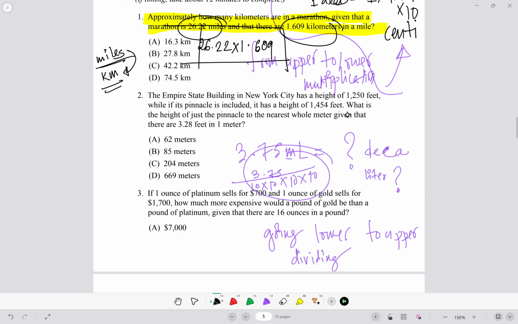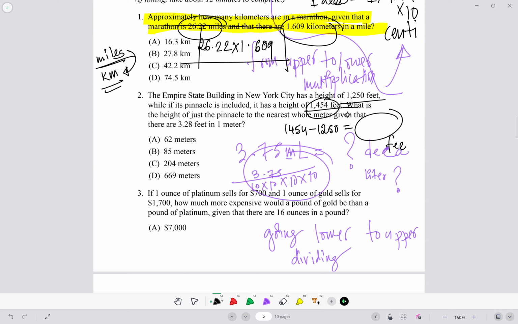So the Empire State Building in New York City has a height of something feet, while if its pinnacle is included, it has a height of 1,454 feet. What is the height of just the pinnacle to the nearest whole meter, given that there are 3.25 feet in 1 meter? Okay. So you just need to subtract the height of the building, 1,250, from the total height, 1,454. You just need to find the answer, and then you need to convert.